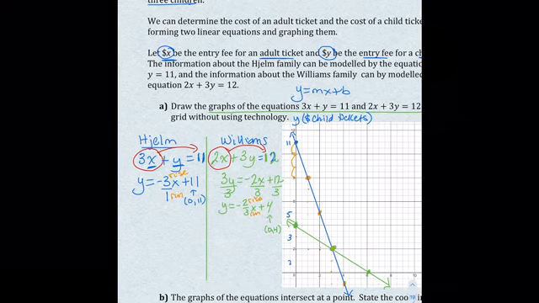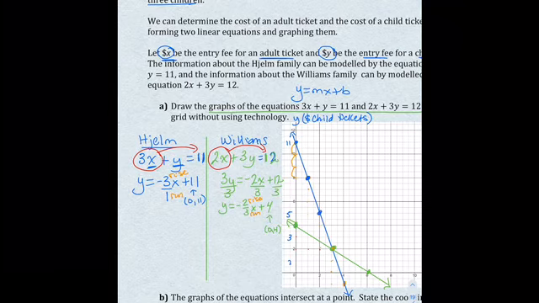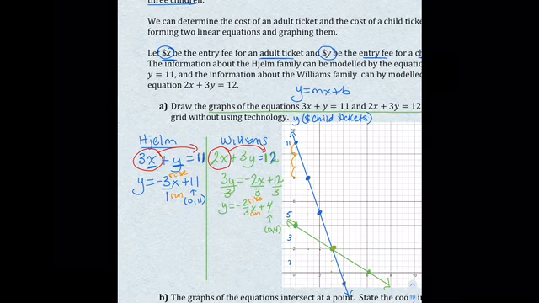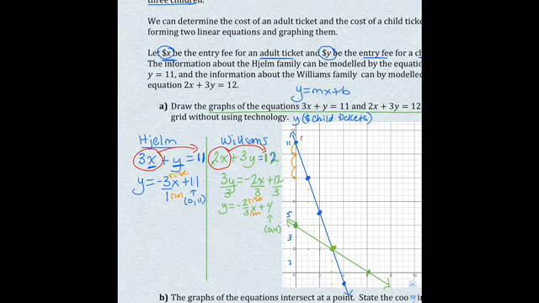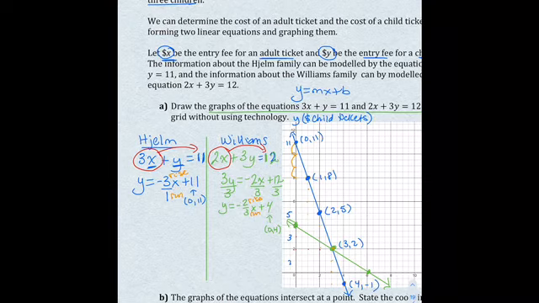Now, if we look along this line, every single point along the blue line will satisfy the Helm equation. So for example, this was 0, 11. This was 1, 8. This was 2, 5, right? Those are the coordinates of that point. This one here is 3, 2. And of course down here, this would be 4, negative 1.